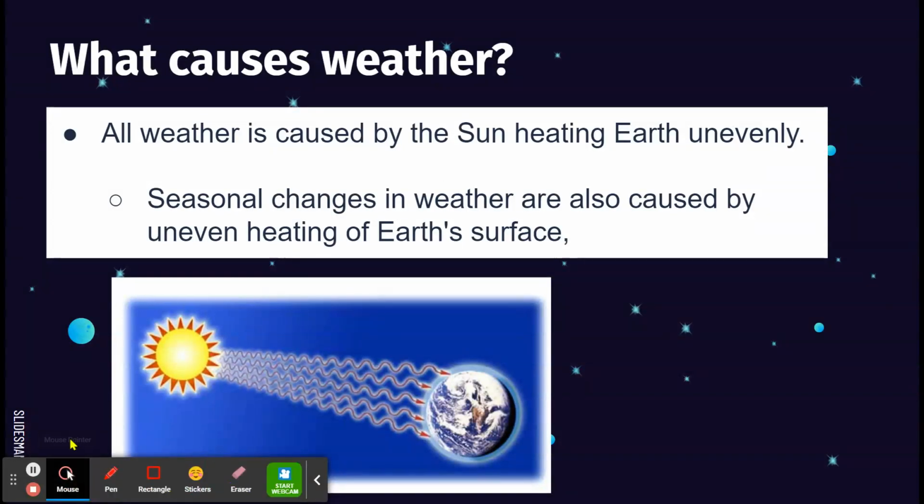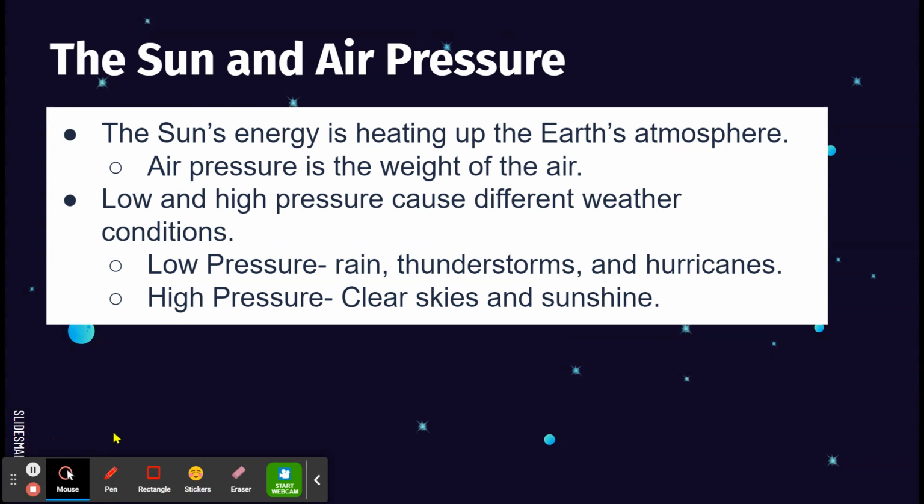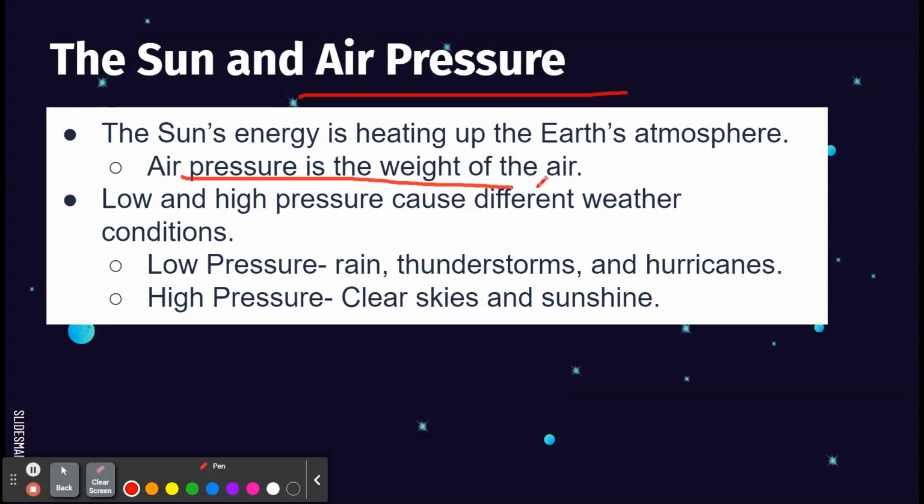But the sun doesn't just affect the seasons, it also affects air pressure. Air pressure is the weight of the air. The sun's energy is heating up the Earth's atmosphere, which is the outside air, just the general air outside that we breathe.